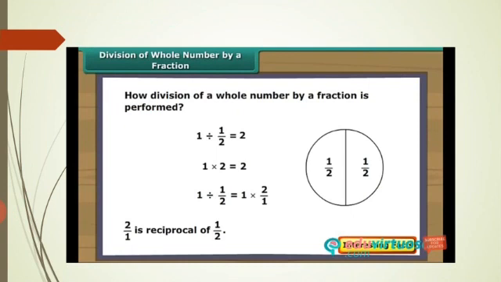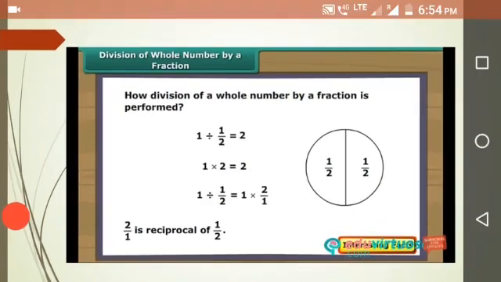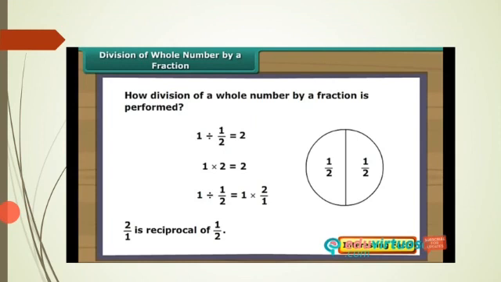Suppose you have one coin, a 1 rupee coin. Okay students, you need to divide the 1 rupee coin into halves. Half represents 1 by 2, and each whole gives 2 halves. So 1 divided by 1/2 is equal to 2. How does it form 2?